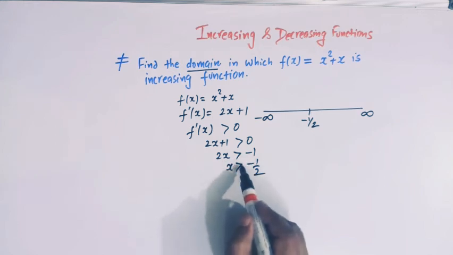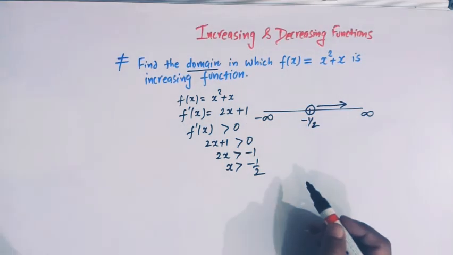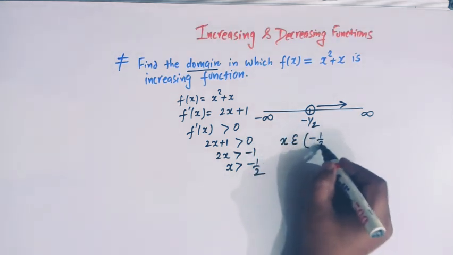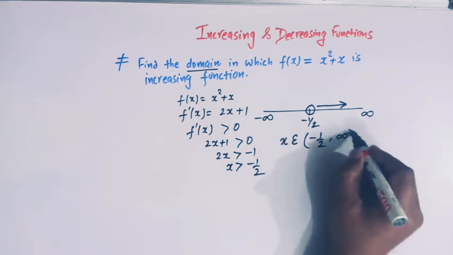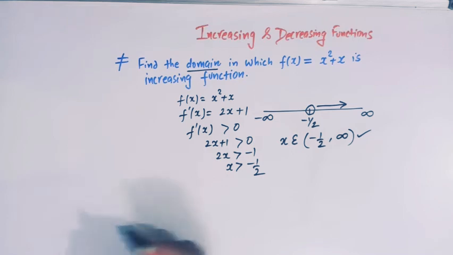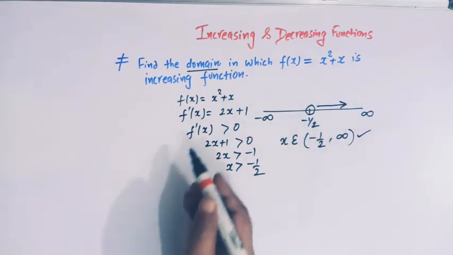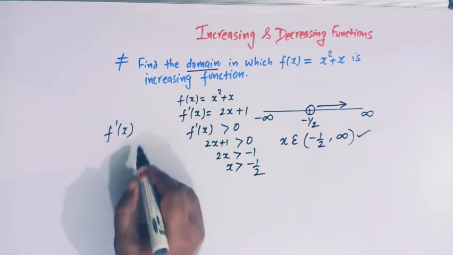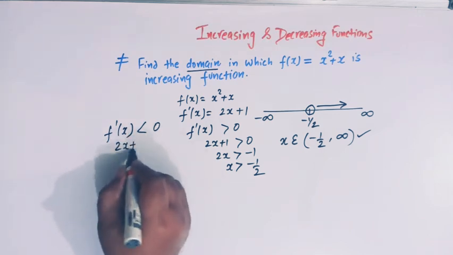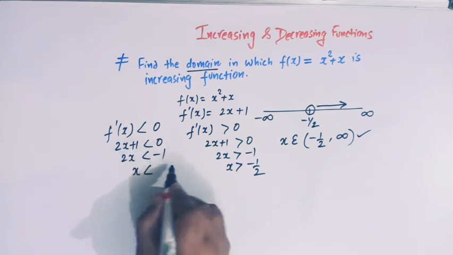So for all x greater than minus half, the function f of x is increasing function. So we can write x belongs to minus half to infinity. This is the interval or the domain in which this function is increasing function, right? Now if we want to find the domain in which this function is decreasing, so what we will do, the derivative f prime of x must be less than 0, and 2x plus 1 is less than 0. So we have 2x is less than minus 1, so x is less than minus half.